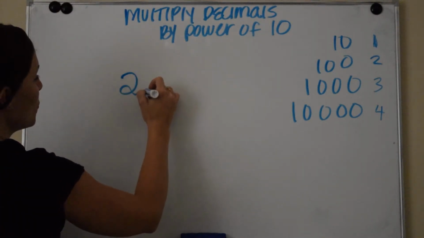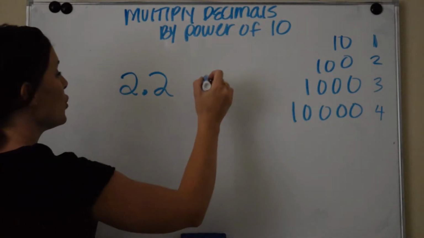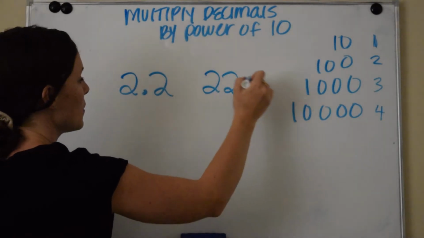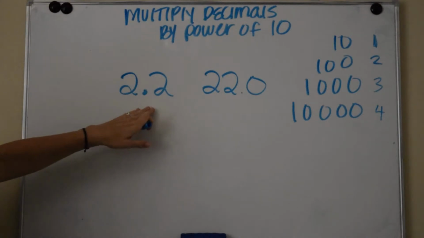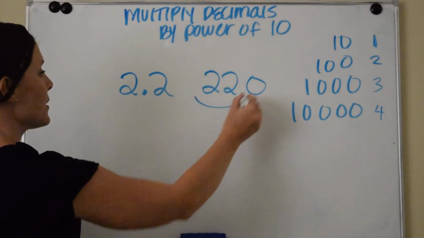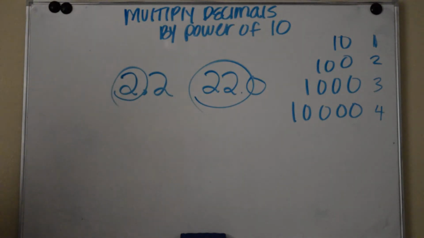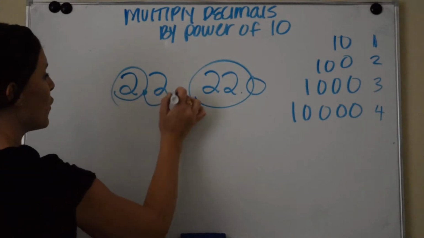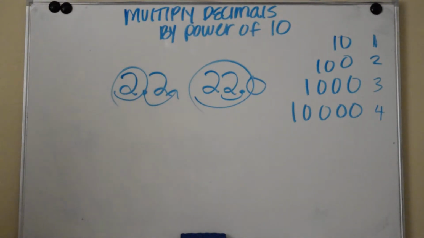So let's talk about decimals for a second. If I have 2.2, or 2 and 2/10, compared to 22 and 0/10, which one's bigger? My 2 and 2/10 or 22 and 0/10? This is bigger. 22 is bigger than 2. Now what happened to that decimal? Did you notice that it moved over one space? It moved over one space, which means it got bigger.